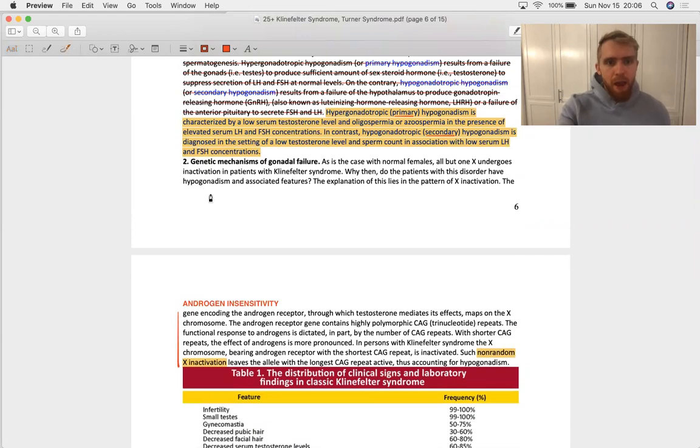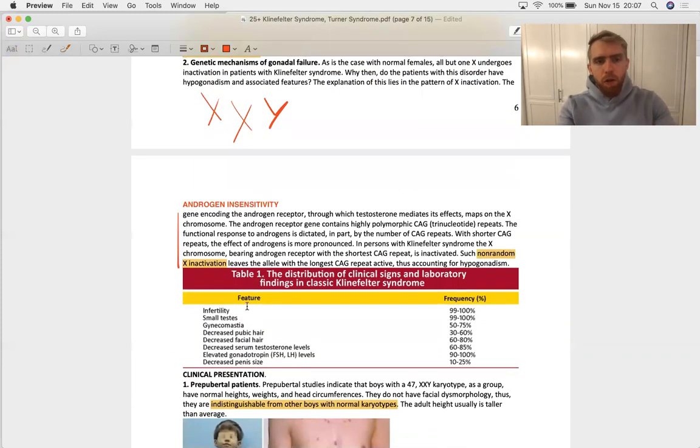So if you have an XXY karyotype, you've got two copies of the X chromosome, and due to X inactivation, one of these two X chromosomes at random within any given cell is going to become a Barr body, and that means it's just going to coil up and repress its genes. However, in Klinefelter syndrome, we observe something called non-random X inactivation. And this is kind of a frontier of science. You might even call it some wizardry going on.